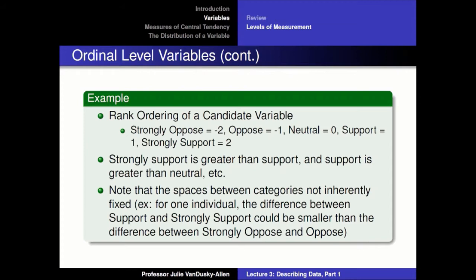As you can see, the least support has the lowest value, -2, and as a respondent's support increases, the values go up by 1. However, note that while there is an inherent numerical order in this data, the spaces between the categories are not inherently fixed. For example, for one individual, the difference between support and strongly support could be smaller than the difference between strongly oppose and oppose.